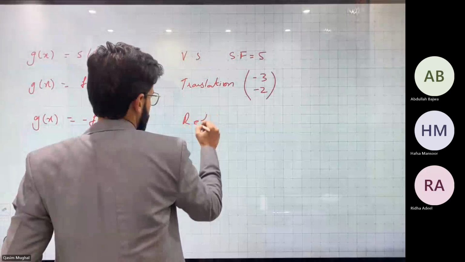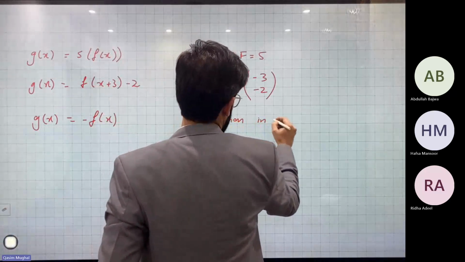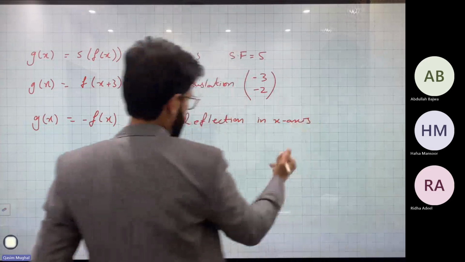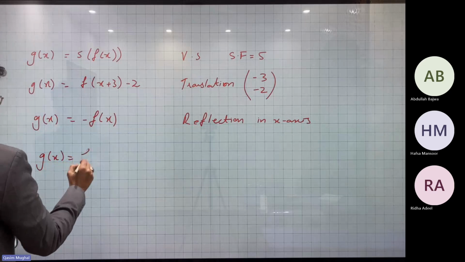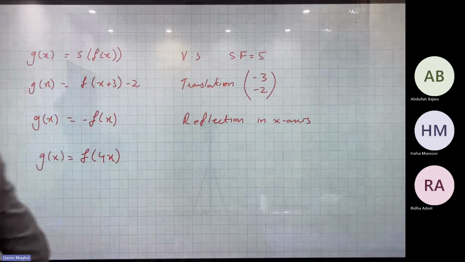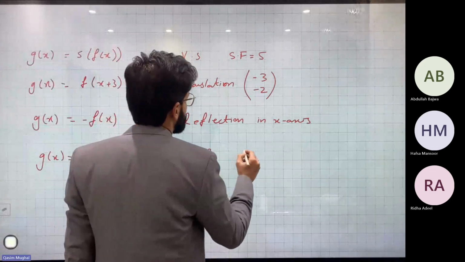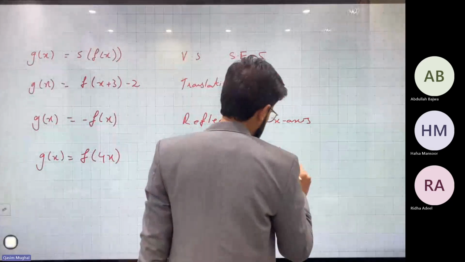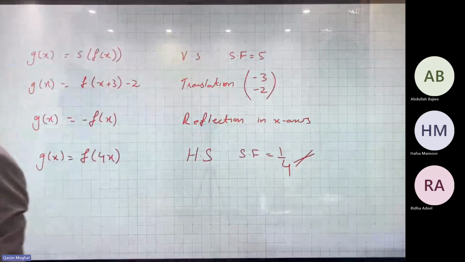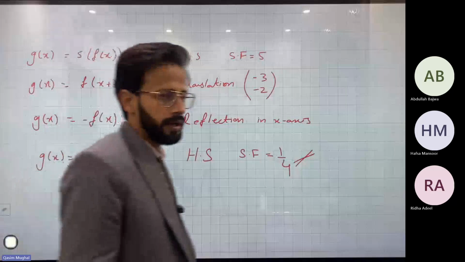g of x minus f of x, ये क्या है? कौन सी वाली? रिफ्लेक्शन इन x एक्सिस। शाबाश, वर्टिकल रिफ्लेक्शन। ठीक हो गया। फाइनली g of x is equals to f of 4x। ये बताइए क्या होगा? शाबाश, दिस इज हॉरिजॉन्टल स्ट्रेच। स्ट्रेच फैक्टर क्या है? 1/4। Excellent. That's it. From tomorrow we will do combined transformation। ठीक हो गया?